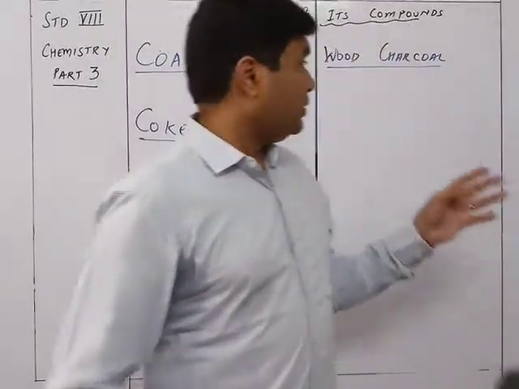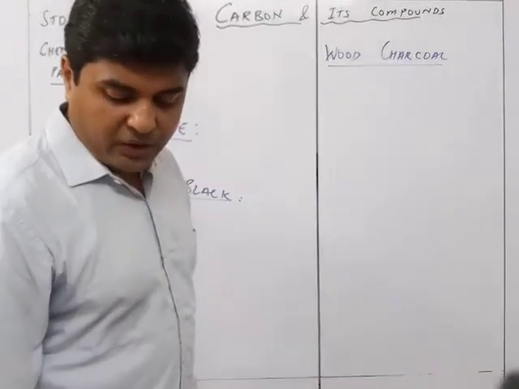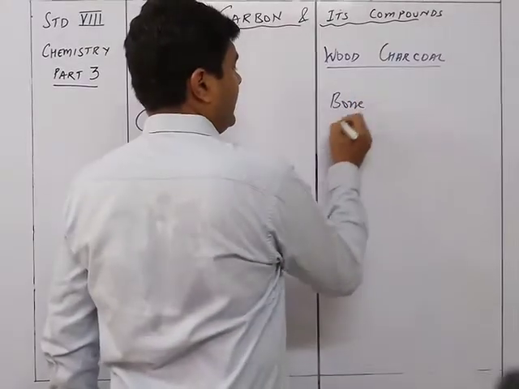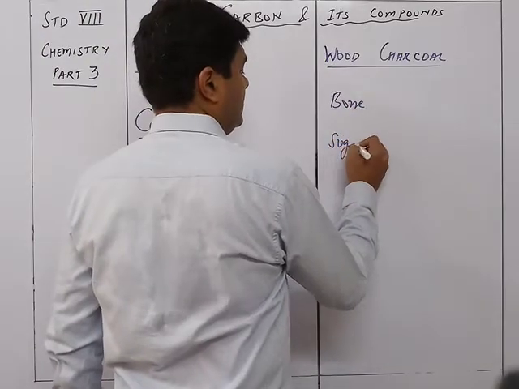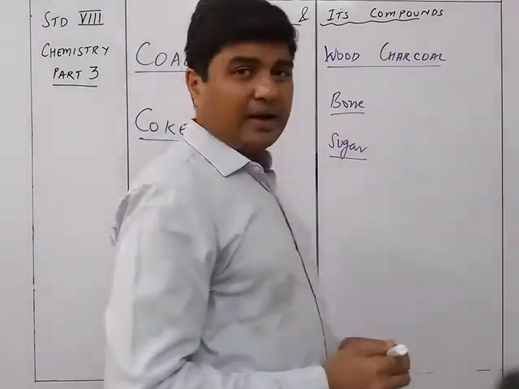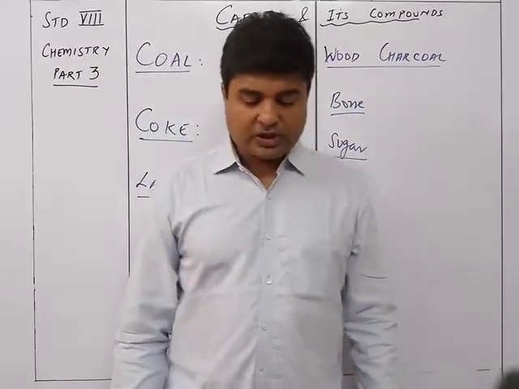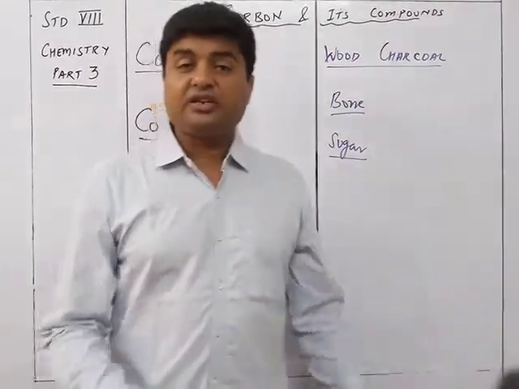Apart from the wood charcoal, we also have two more kinds of charcoal, and those are the bone charcoal and the sugar charcoal. So bone and sugar charcoal are two more types. Bone charcoal is an amorphous allotrope of carbon, obtained by destructive distillation of animal bones.